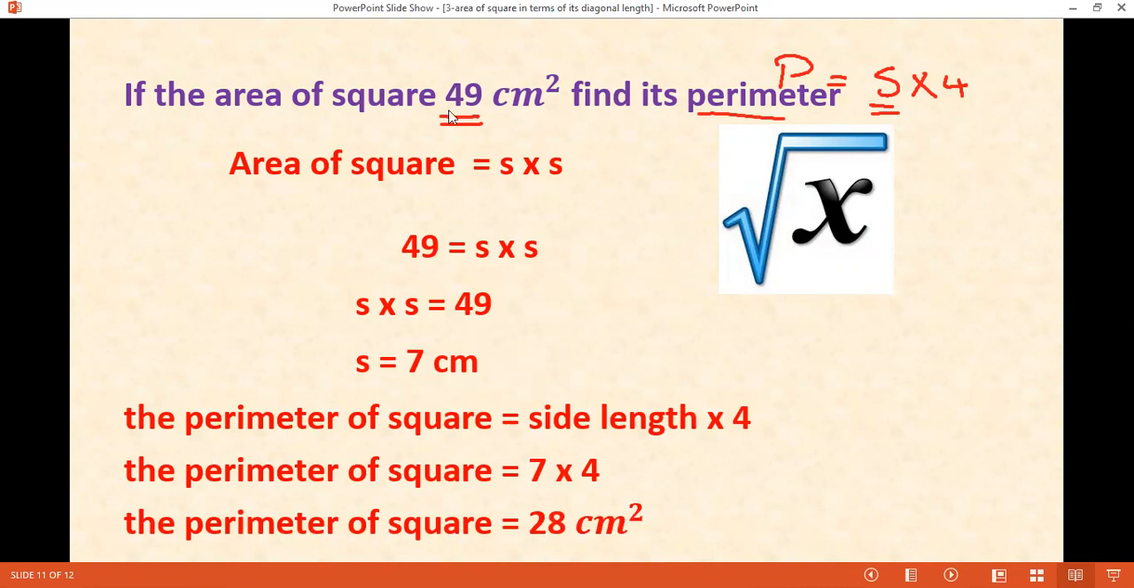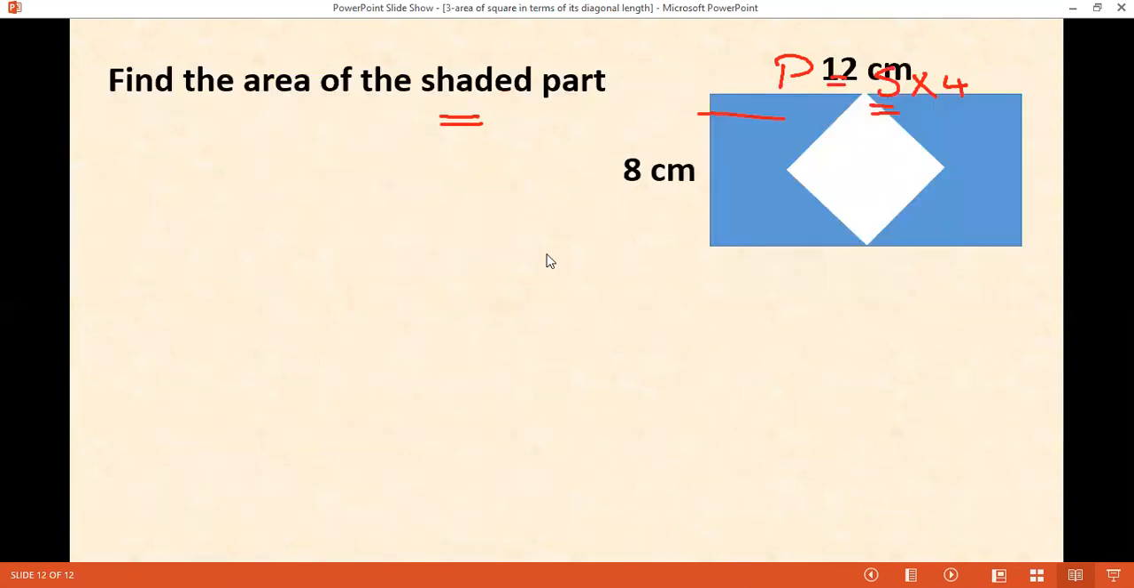It's very easy. Think about it. What I have is the area of a square, and what I need is the perimeter of a square. So if I want the perimeter of a square, this is perimeter, side by 4. So I need the side, and I have the area. If area equals side by side, so it will be 7, and do it like this.